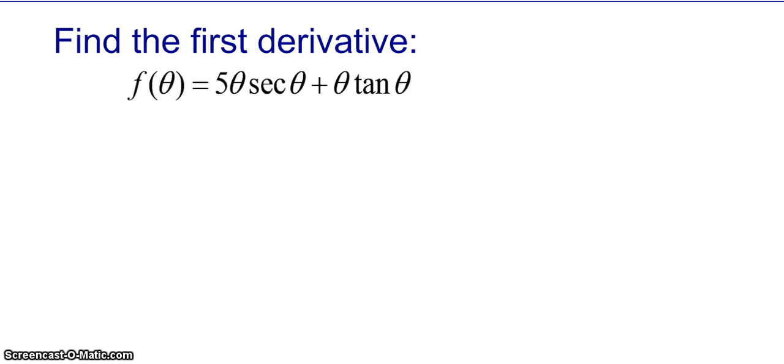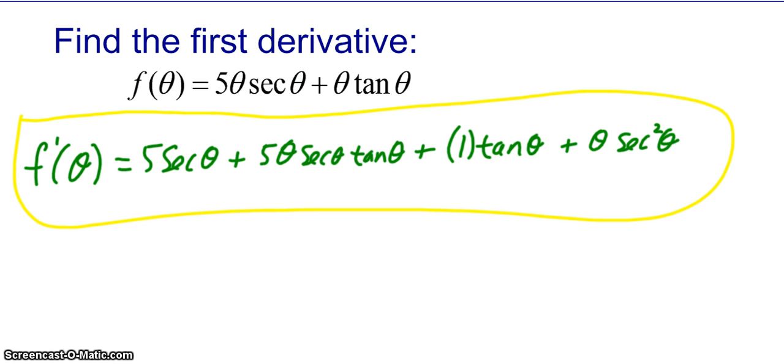Alright, so last example, I want you to find f prime of theta given f of theta equals 5 theta times secant of theta plus theta times tangent of theta. Pause the video, unpause when you're ready to check your work. Okay, so we should end up with f prime of theta is 5 times secant of theta plus 5 theta secant theta tangent theta plus tangent theta plus theta secant squared theta. We get that by doing the product rule on the first term and the product rule on the second term.